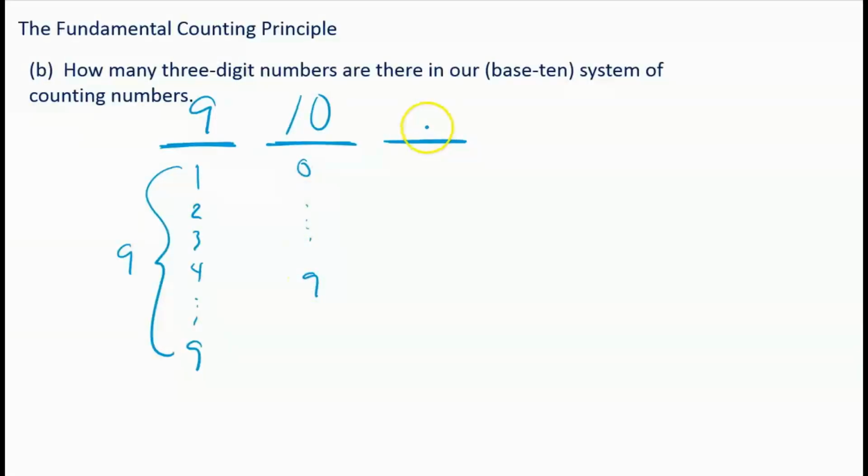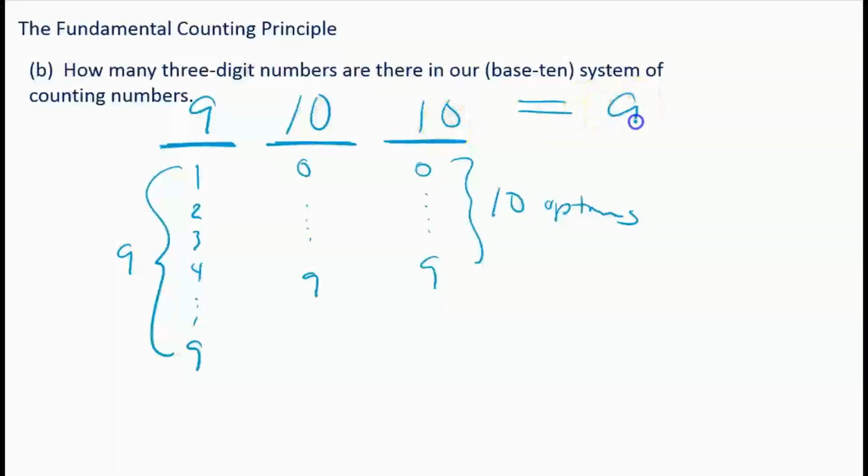Can the third number be a 0? Of course it can. Like the number 900 is a 9 and a 0 and a 0. So there's 10 possibilities for that number too. So that's 10 options. Now, when I multiply those together, 9 times 10 is 90, and then 90 times 10 more is 900. So there are 900 3-digit numbers in our base 10 system of counting numbers.